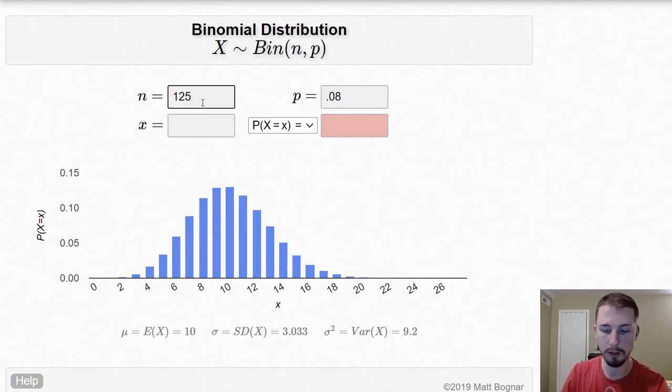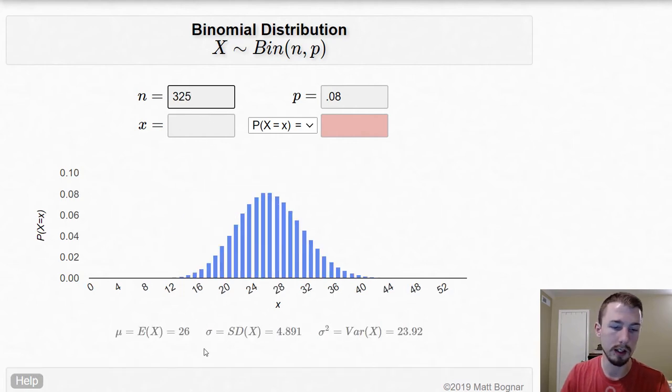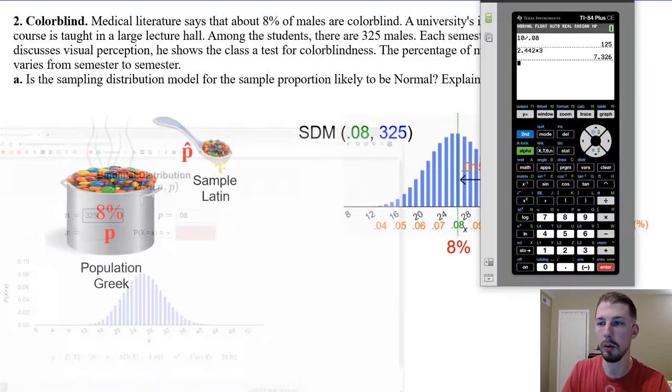So if we have a sample size of 325, certainly we're expecting at least 10 successes and 10 failures, because we're expecting to find at least 26 on average successes, people who are colorblind.